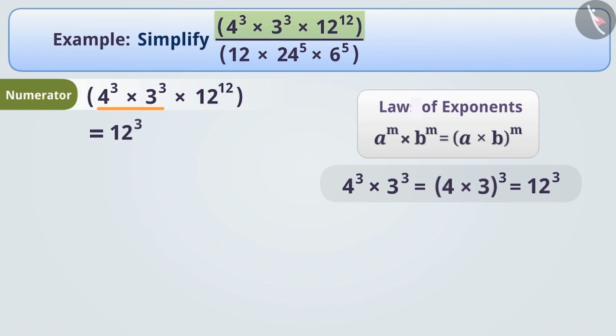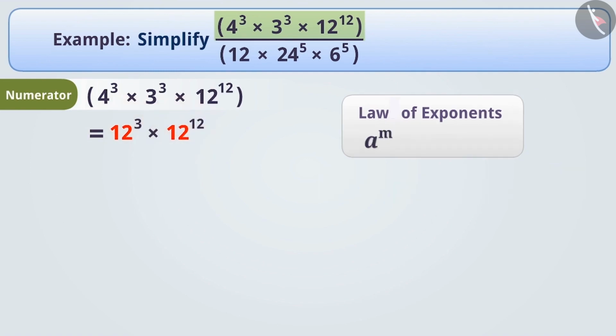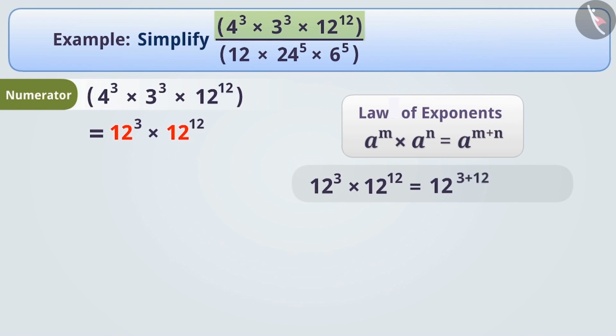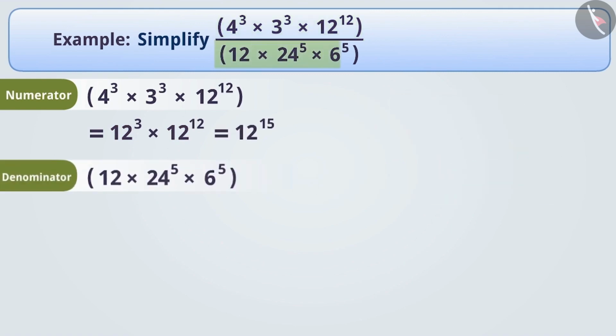Now we will solve 12 cube into 12 to the power of 12. Here, the base is the same, so we will use the law a to the power of m into a to the power of n, which is equal to a to the power of m plus n. Using this law, we will get 12 to the power of 3 into 12 to the power of 12 is equal to 12 to the power 3 plus 12, which is equal to 12 to the power of 15.